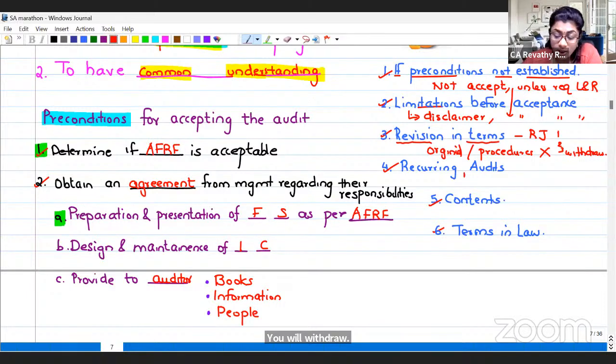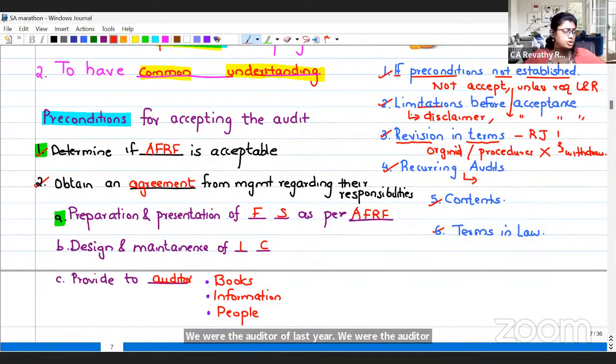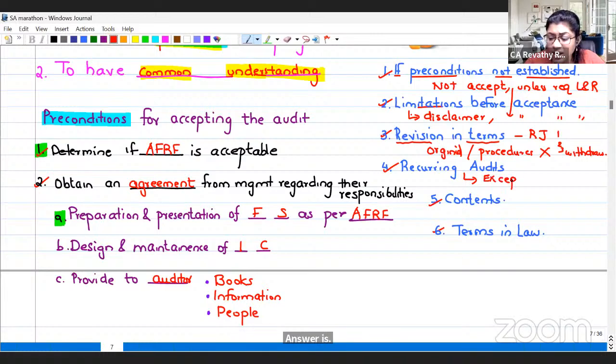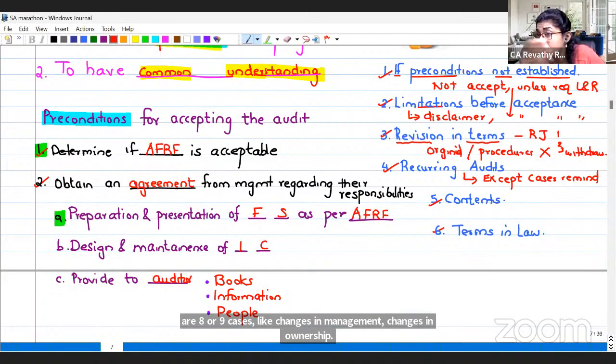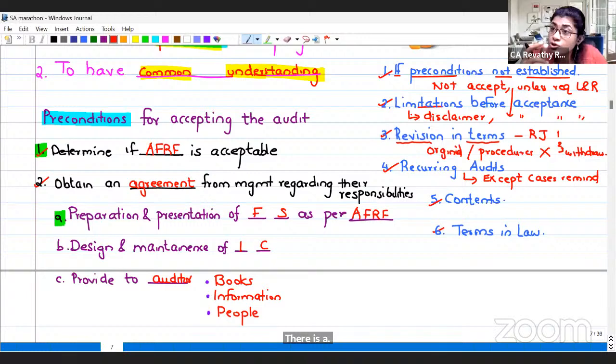In case of recurring audits, we were the auditor of last year, we are the auditor of current year. Should you give the terms again and again? Answer is not required, except in cases where you need to remind the management. There are 8 or 9 cases like changes in senior management, significant changes in ownership. If it is a small change in ownership, no need. Significant change in ownership, say significant.